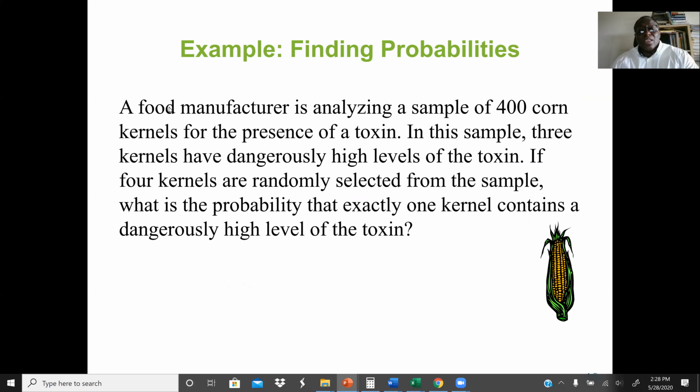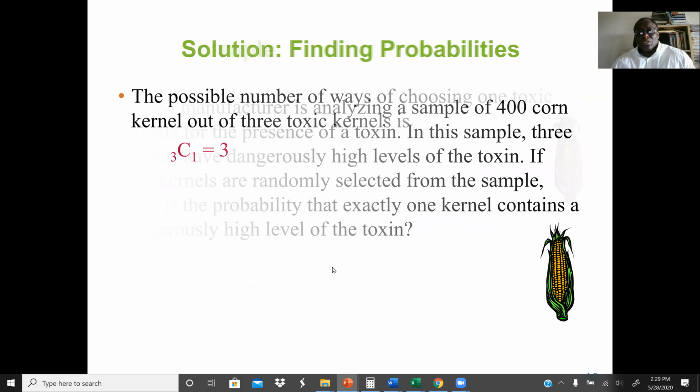Another example here. They say a food manufacturer is analyzing a sample of 400 corn kernels for the presence of a toxin. In this sample, 3 kernels have a dangerously high level of toxin. If 4 kernels are randomly selected from the sample, what is the probability that exactly 1 kernel contains a dangerously high level of the toxin?